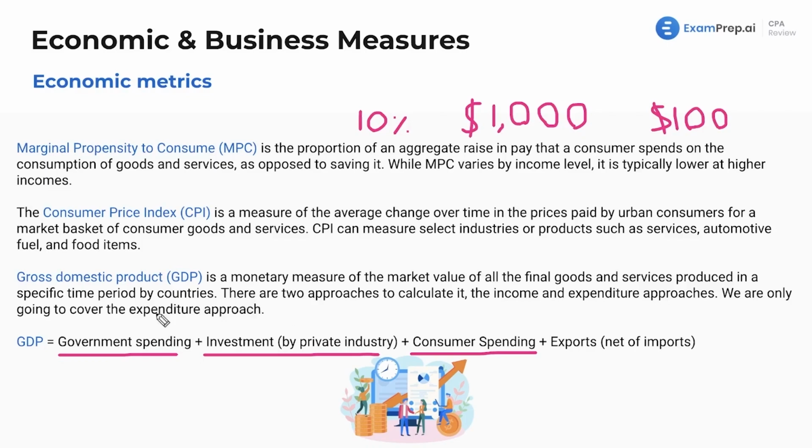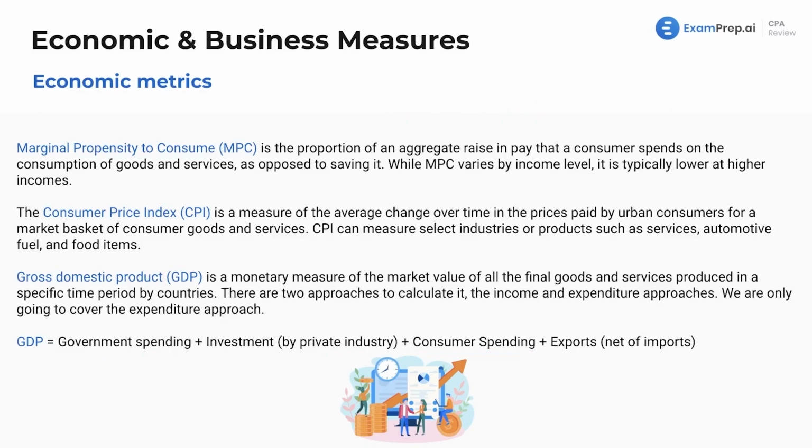There are two approaches to calculate GDP. This is the expenditure approach. There's also the income approach, which is really not worth your time. This is the much more common approach, and the odds of seeing something on the income approach, I would put somewhere at 0.001%. Let's start to see these formulas and how they play out.